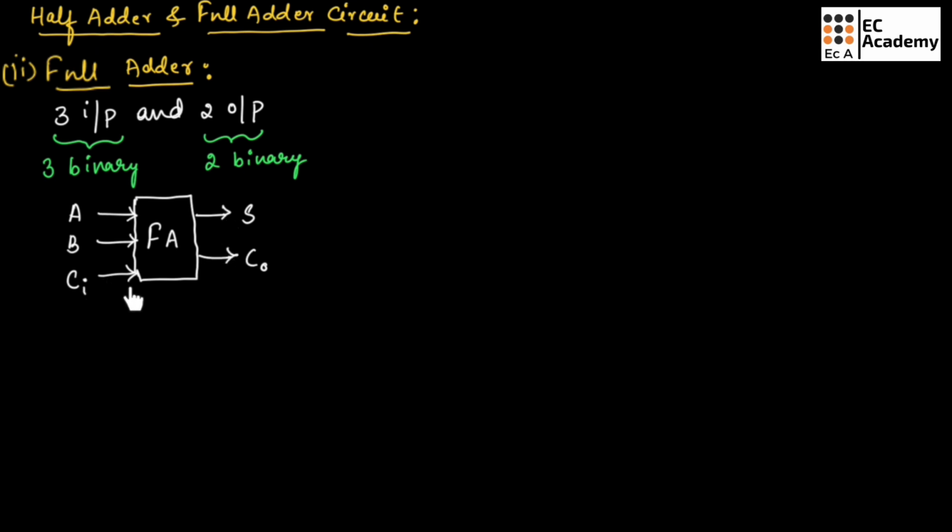So this circuit accepts carry from another circuit. That's why we have written the third input as CI, which is carry input. C naught represents the carry output, which is produced by the circuit. So for this full adder, let us write the truth table.